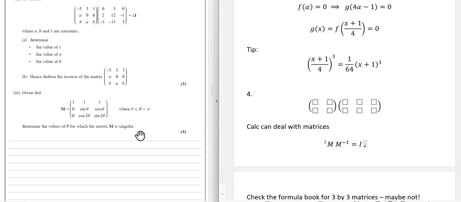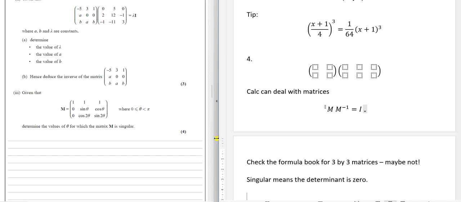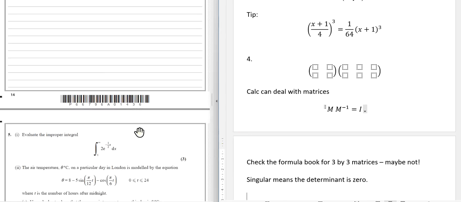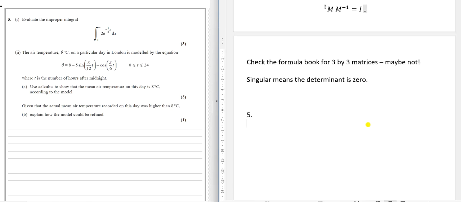But to find the values of theta for which the matrix is singular, singular means the determinant is 0. That's the one bit of working out the inverse matrix where potentially things could blow up in your face when you divide by the determinant. Let's move on. Look at question 5.